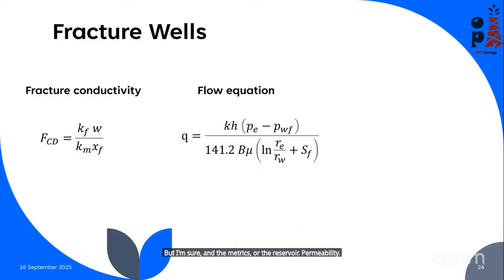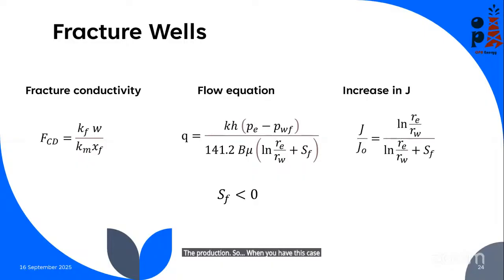The flow equation is modified. How? The skin factor is the skin factor of the fracture, and it is always negative. So we have a negative term here. It reduces the denominator and will increase the production. So when you have this case, you have an improved productivity index by this term, and you can calculate it.